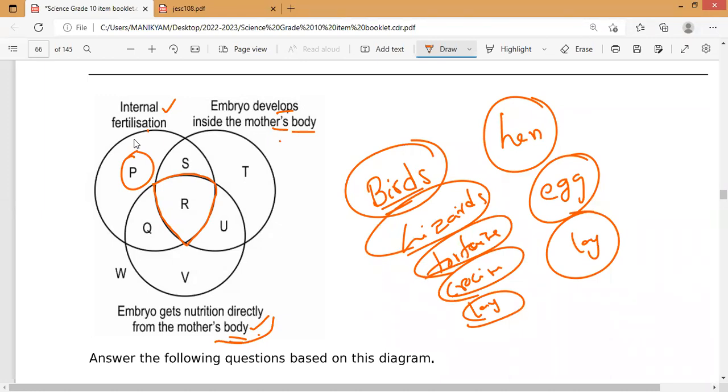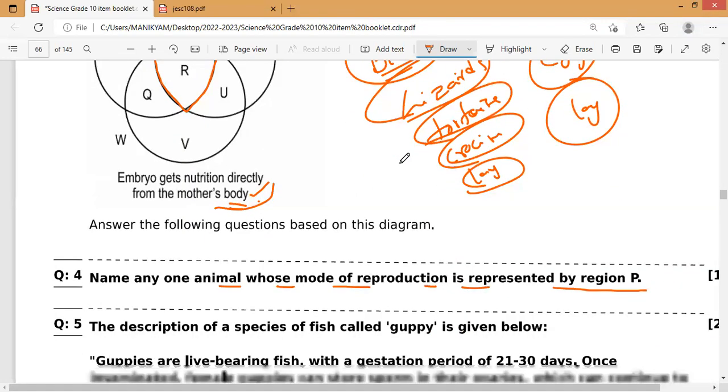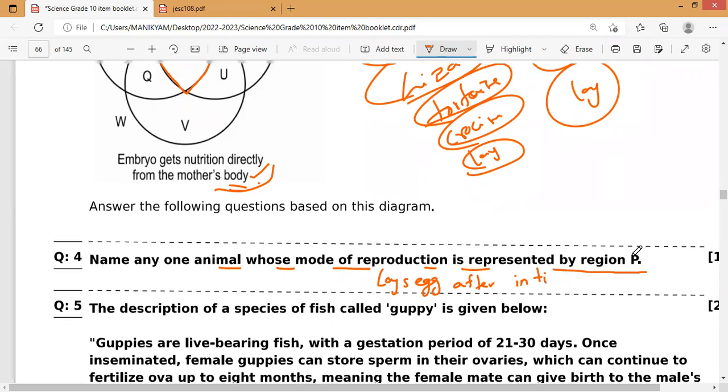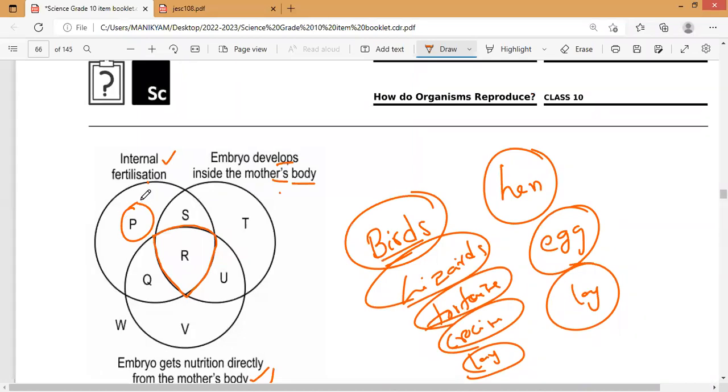You can say any animal that lays eggs. For example, I cannot say fish, and I cannot say frog. Why, guys? Because of external fertilization. So be very careful. These animals lay eggs after internal fertilization. If they are asking about region P, you should say only that. You should not say human. Kevin is saying human. Human means internal fertilization, of course, that is correct.